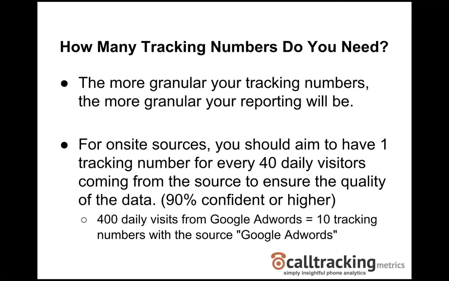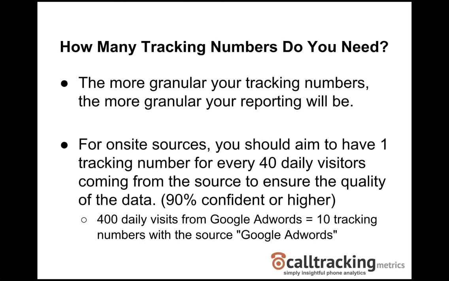For your on-site sources, so for any of your online sources, you do want to use a rule of thumb to make sure that you have enough tracking numbers for your traffic. The rule of thumb is generally one tracking number for every 40 daily visitors. So in the example here, if you have 400 visits a day from Google AdWords, divide that by 40, and you probably want about 10 tracking numbers in your account associated with the source of Google AdWords.